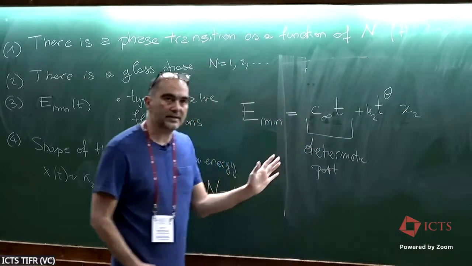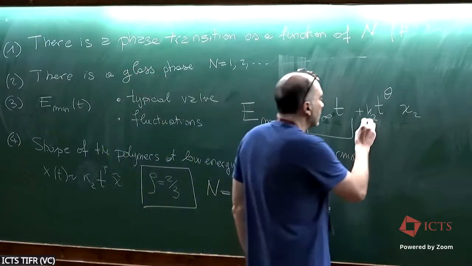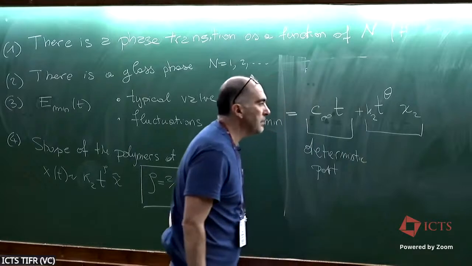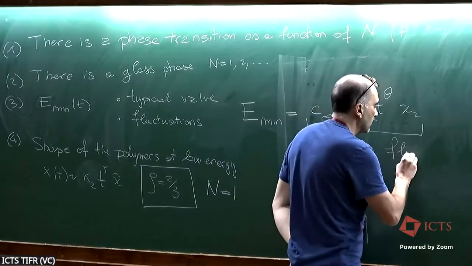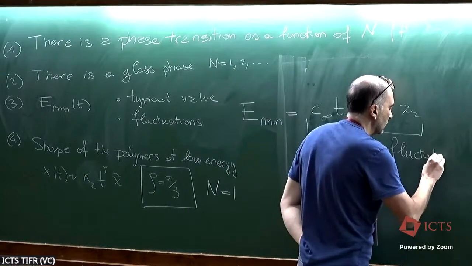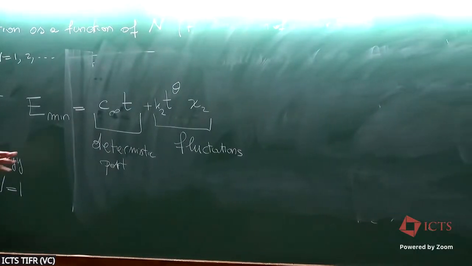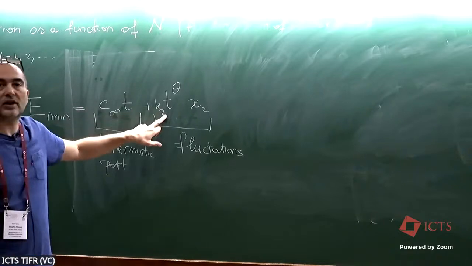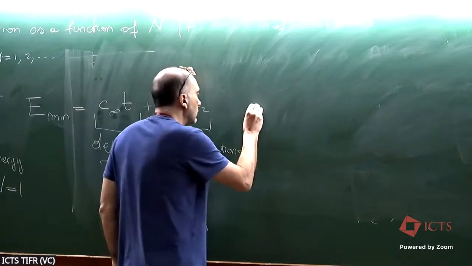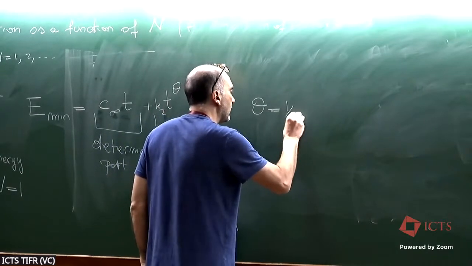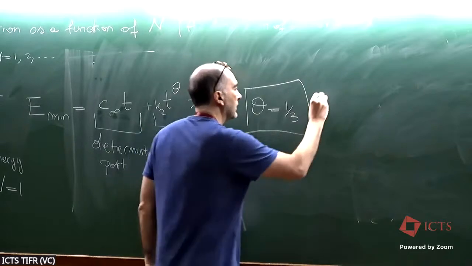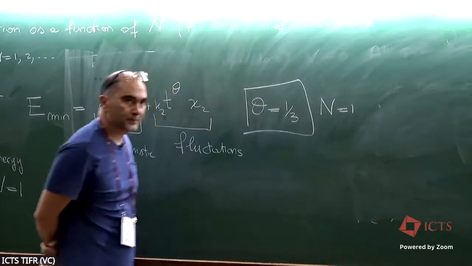Which is extensive, okay? And then this part is the fluctuation, are the fluctuations. And at variance with the REM, where the fluctuations were of the order 1, so there was no n dependence, here there is the dependence on the size of the system, and actually you can measure that theta is equal to 1/3 in n equal to 1, okay?